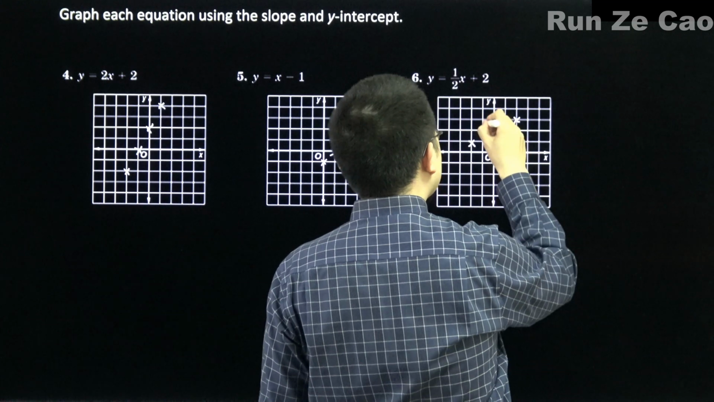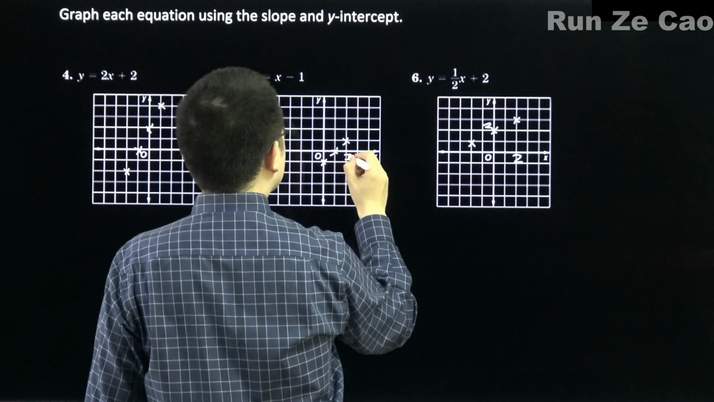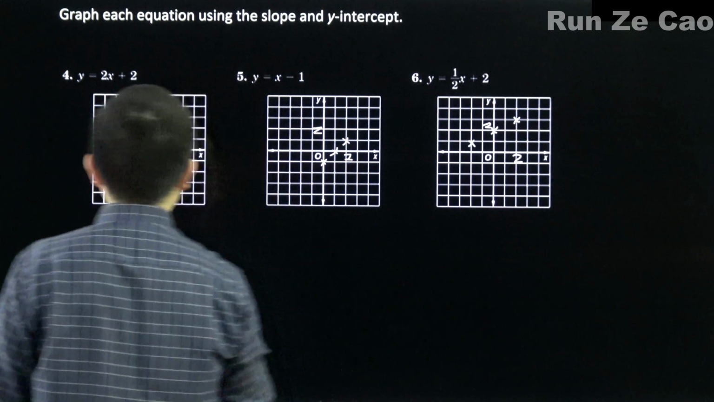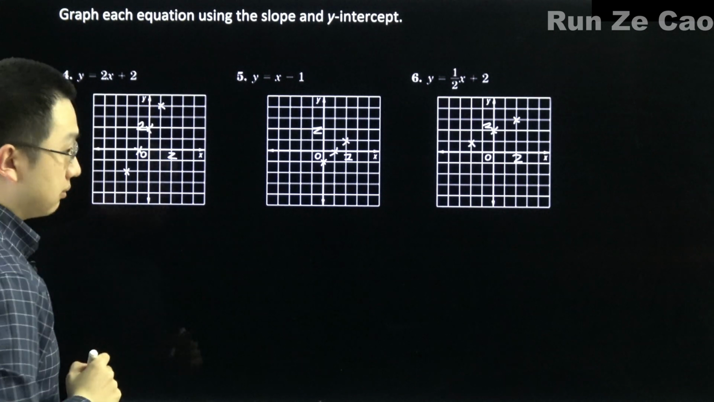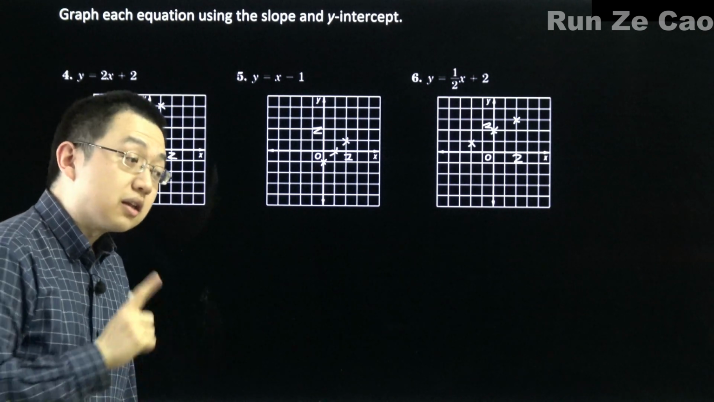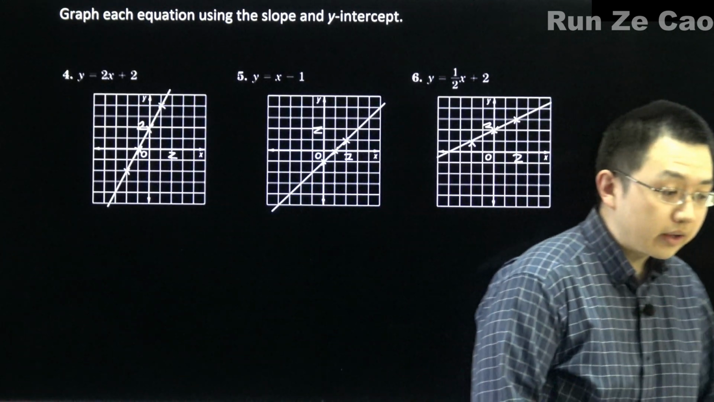Now we should label our axes. The scaling is very important business, guys. Don't forget. Okay, now let's apply a ruler. Well, there we go. Nice straight lines.